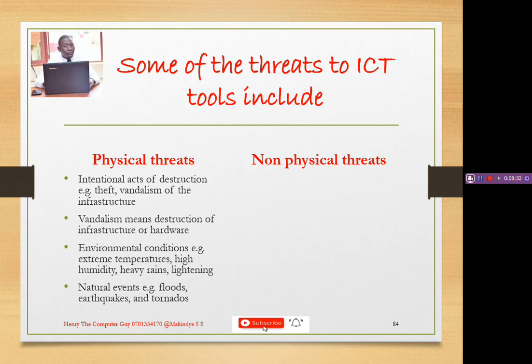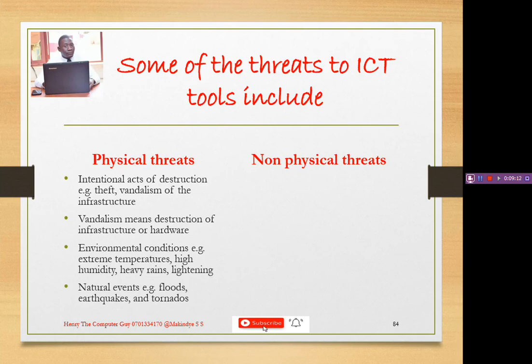Then we come to the natural events, for example the floods. You've left your computer there, you've gone home, then all of a sudden it rains so heavily, then you get what we call the floods. It goes into the computer lab, destroys everything there. An earthquake comes and destroys everything in the computer lab. And other things like tornadoes, let's say a storm. It happens without you even knowing or being prepared. So those are called the physical threats.